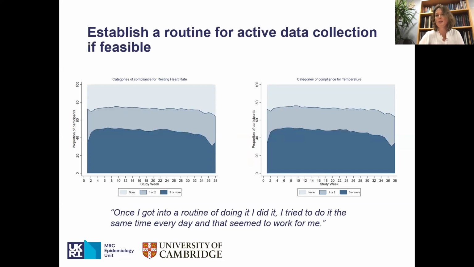So moving on to the actual data of those biomarkers. On the left-hand side is resting heart rate, and on the right-hand side, temperature. And along the bottom axis there is the study week. So on average, people were in the study 35 weeks. And what we're looking at here is the proportion of people in blue who completed the measurements 3 times or more per week, which is what was in the protocol. In the gray, 1 to 2 times a week.